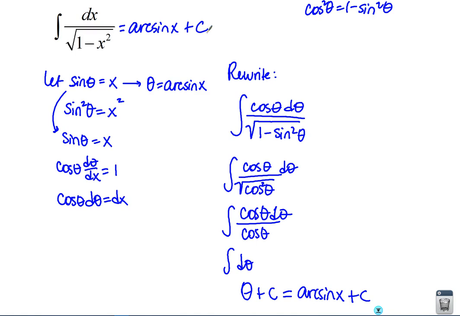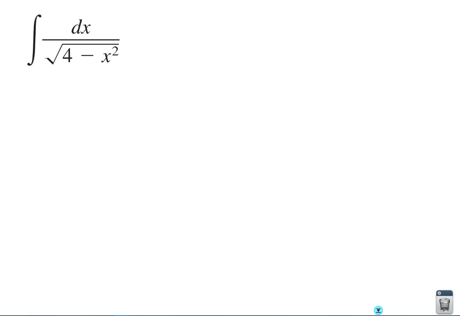In the future, we won't necessarily have to prove that because hopefully we will recognize this right off the bat. But yeah, that's how you do a trig substitution. I feel like one example might not be enough today, so let's go ahead and look at another one. This one is the antiderivative of dx over the square root of 4 minus x squared. So it looks somewhat similar to the last problem.